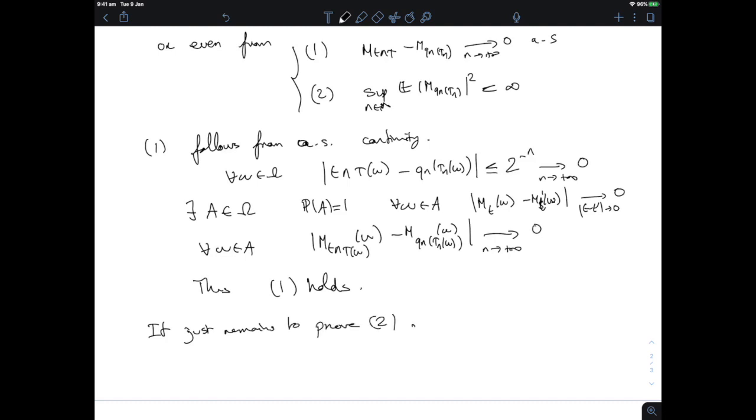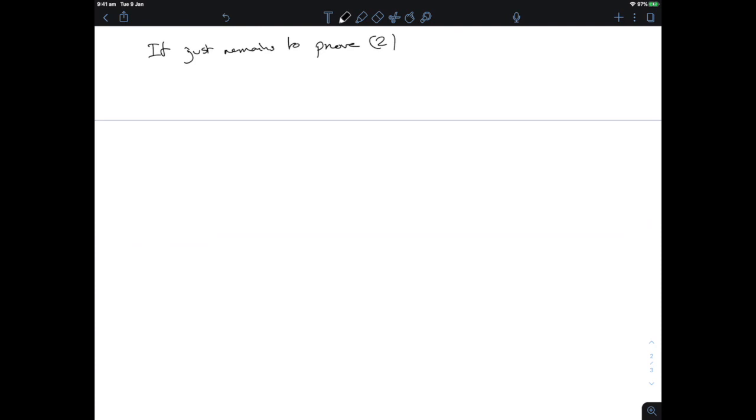Okay, so uniform L2 norms of M(Q_n(τ_n)). Let's see how that works. I need to control the expectation of M(Q_n(τ_n)) squared, and I need to do that for all n and get a bound that's independent of n.